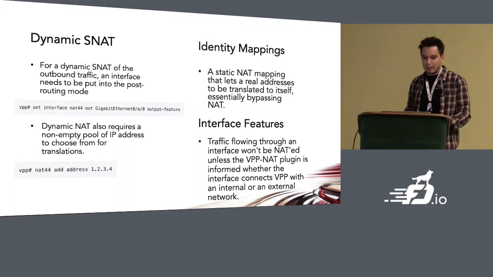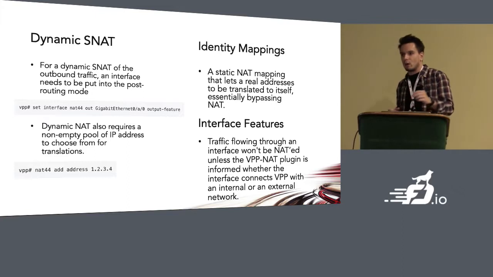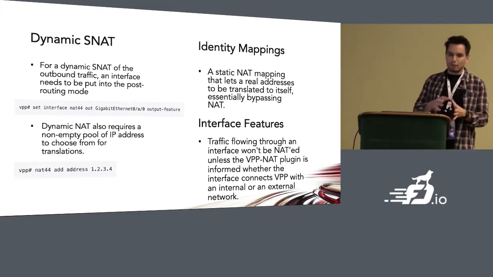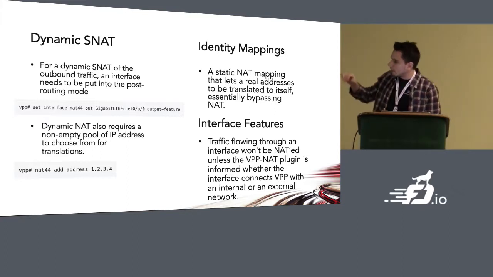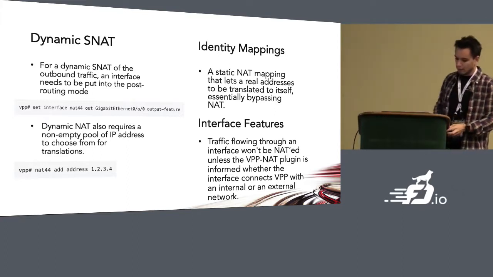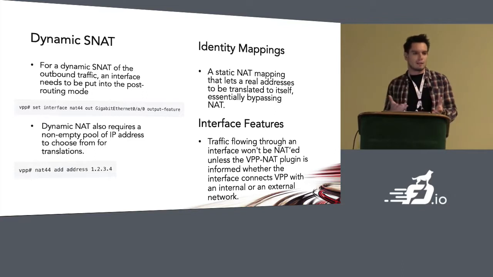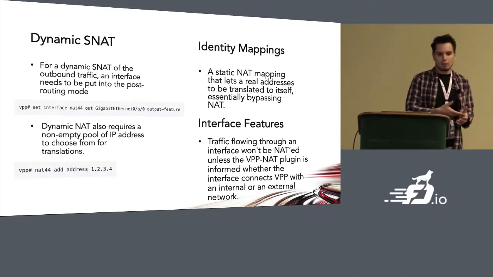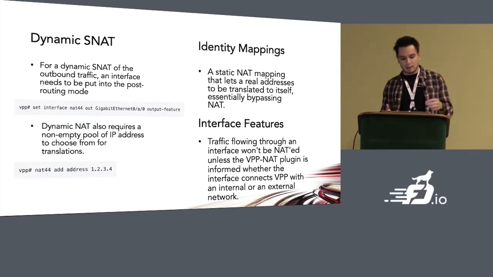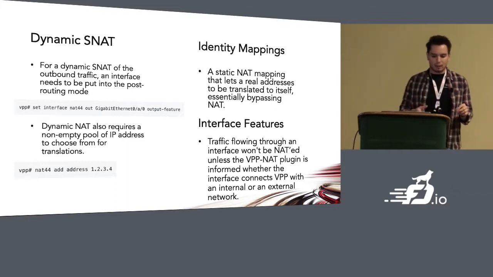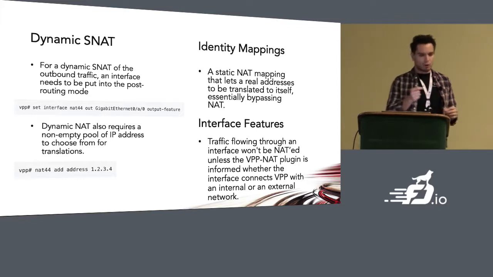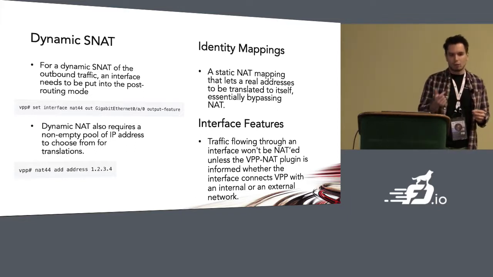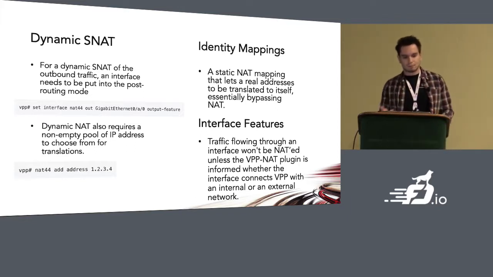We also use a dynamic SNAT. So for a dynamic SNAT of the outbound traffic, an interface needs to be put in the post-routing mode. And that's the VPP command where you set, normally, the gigabit Ethernet interface, because that reaches out to the internet. And the dynamic NAT also requires a non-empty pool of IP addresses to choose from for translations. And normally that's the node IP address.